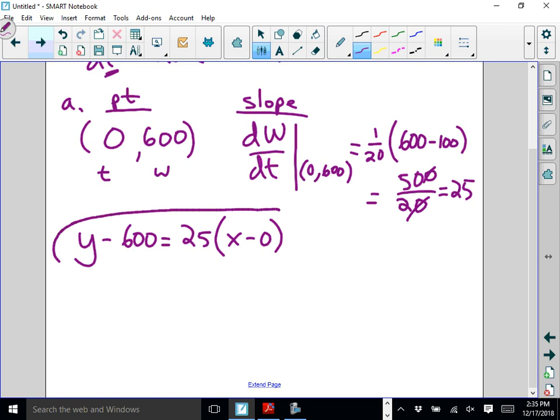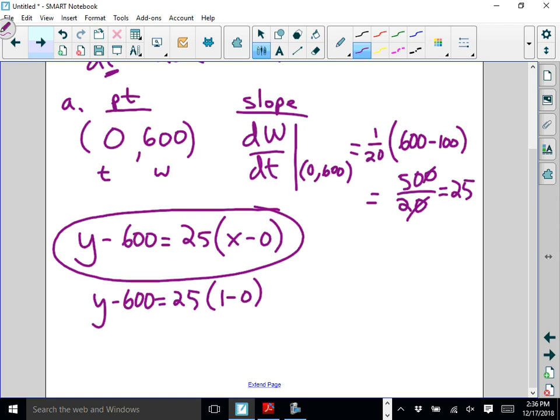Now I just need to plug in what I'm estimating. I'm estimating w of 1. So I'm going to sub in 1 for x. One minus 0 is 1. 1 times 25 is 25. And I'm going to add the 600 over, and I'm going to get y equals 625. But I'm not going to forget to write w of 1 is approximately 625.